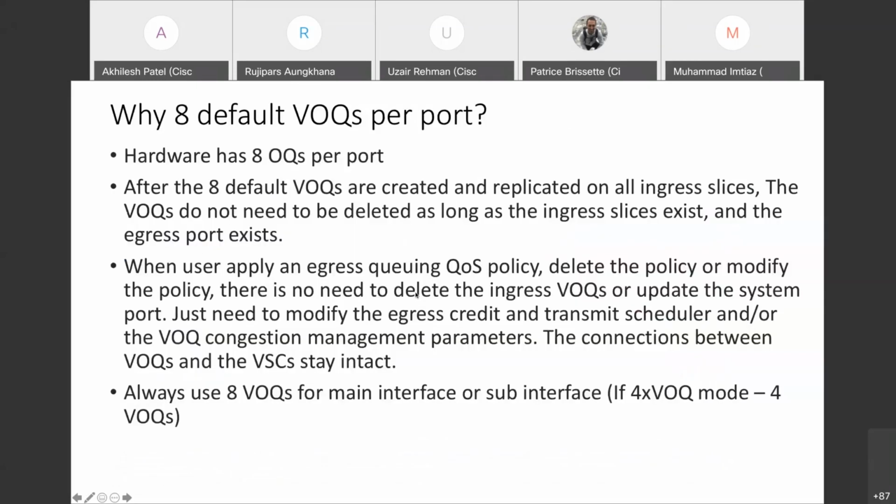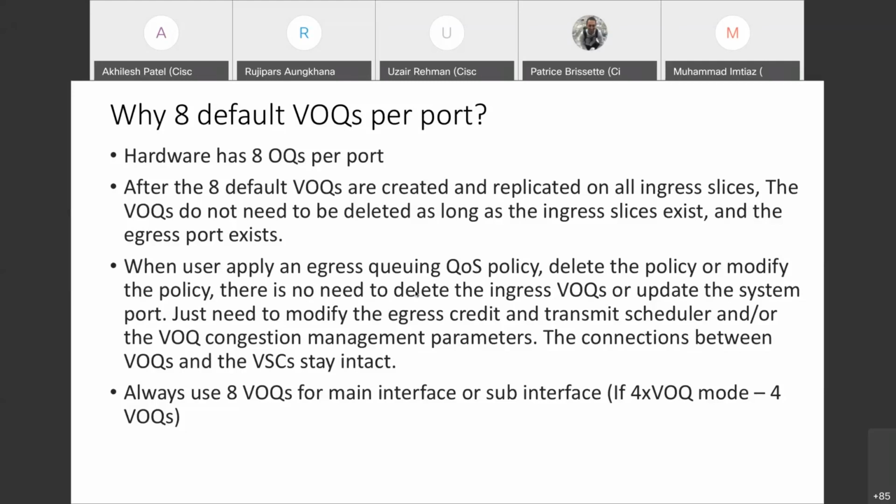That's by design. So why do we have the 8 default VOQs per port? Because we have the hardware which has 8 output queues per port. And after the 8 default VOQs are created and replicated on all the ingress slices, the VOQs do not need to be deleted as long as the ingress slice exists and the egress port exists. So once you have the egress port and the ingress line card, those VOQs will always be there, unless, of course, you remove the line card or the egress interface or egress line card is not there. When a user applies an egress queuing QoS policy, or deletes or modifies the policy, there is no need to delete the ingress VOQs.